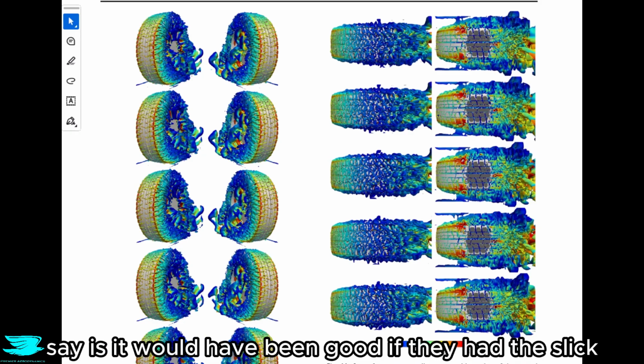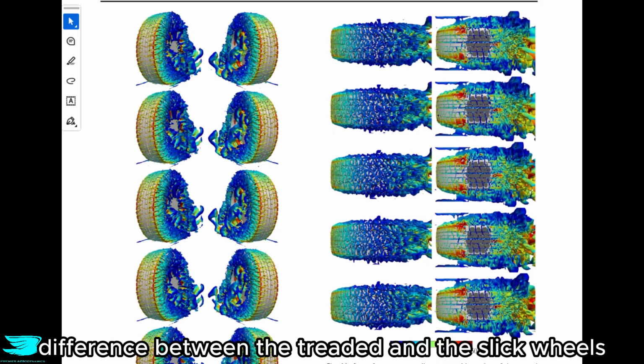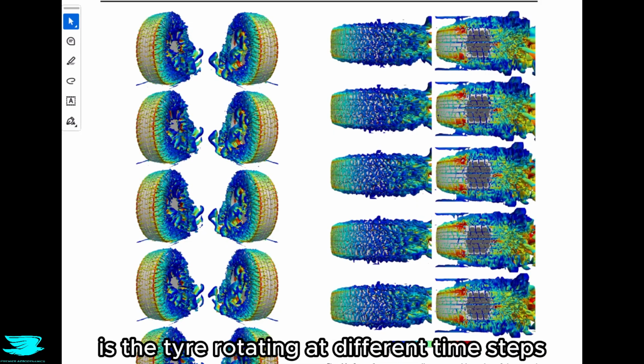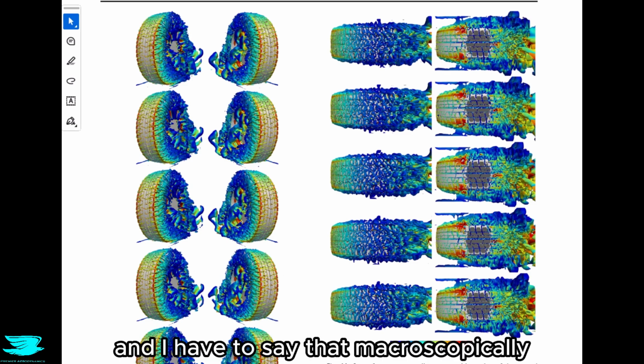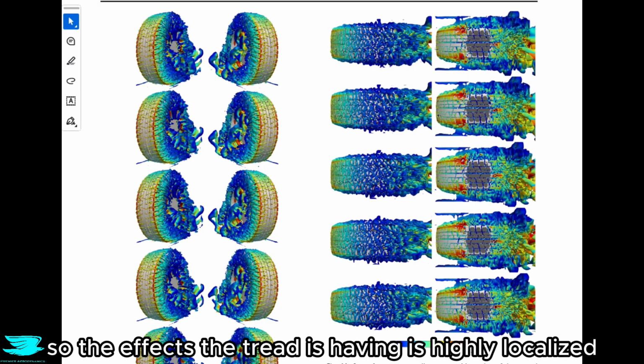One thing I should say is it would have been good if they had the slick wheel next to it as well, so we could tell the difference between the treaded and the slick wheels. Anyway, going from the top to the bottom is the tire rotating at different time steps. And I have to say that macroscopically, there's pretty much no difference between time steps. So the effect the tread is having is highly localized.